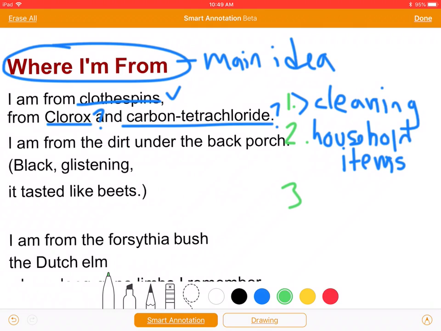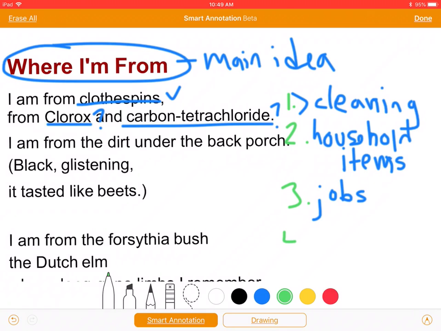Another thing is that maybe all three of these things refer to the poet's parents' job. Maybe her mother or father was a house cleaner, and she would clean people's laundry and hang up the clothes with clothespins, and then she would clean their house using those chemicals.